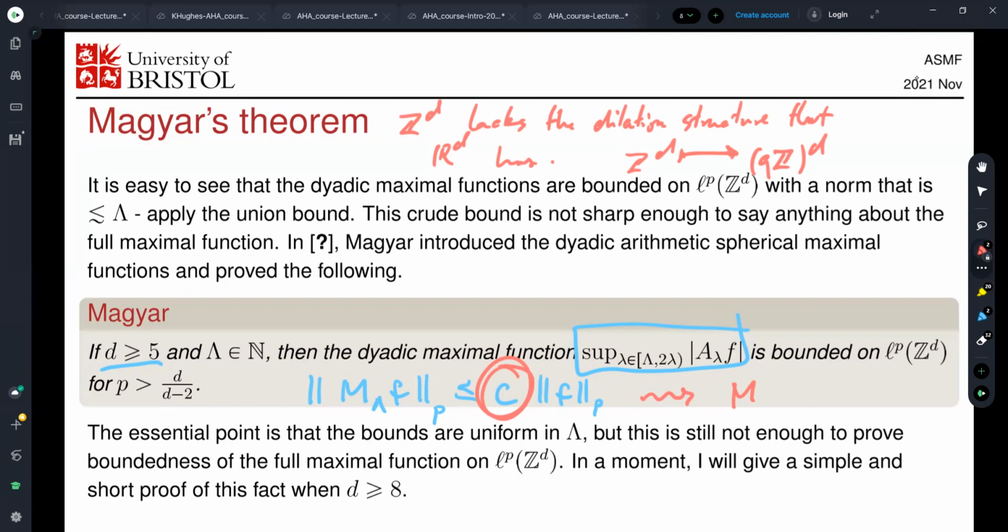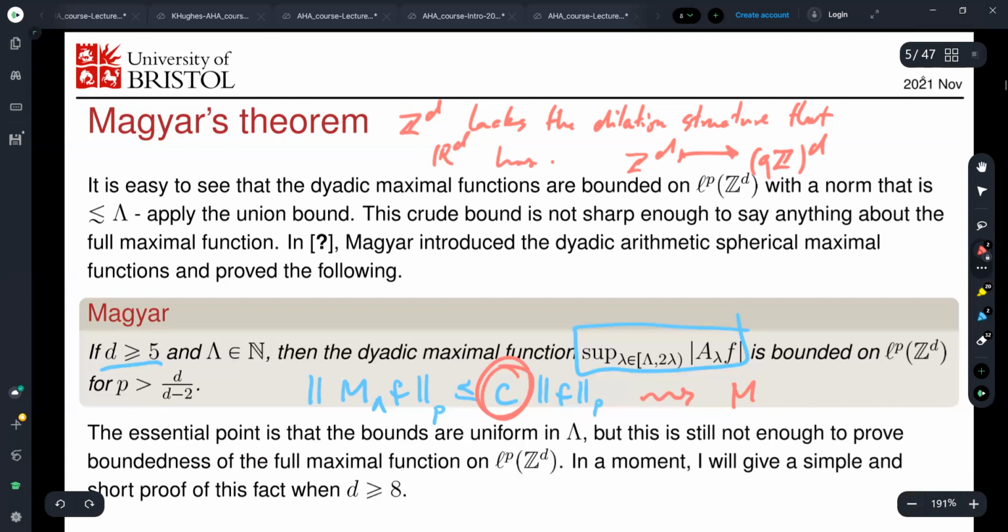So the point being, there's no such theorem that says we can leverage some information about a dyadic maximal function in Euclidean space to the corresponding full maximal function. We have to do something different in this area. Another way of saying that is there does not seem to be an appropriate analog of Littlewood-Paley theory over the integers.